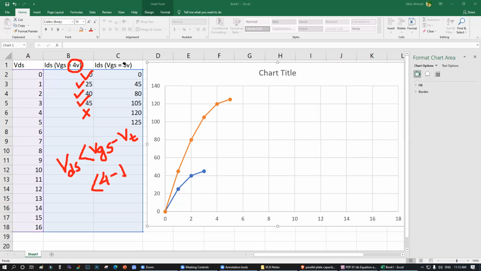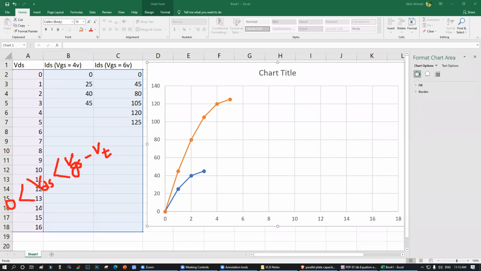For the next case, VGS is equal to 6. So if I write 6 minus 1, that means 5. So you can see 5, it is valid. That is the only condition. Obviously it should be more than 0. If it is 0, it will be cut off. This point is cut off. It should be more than 0 and less than VGS minus VT. Then your linear region equation is valid.